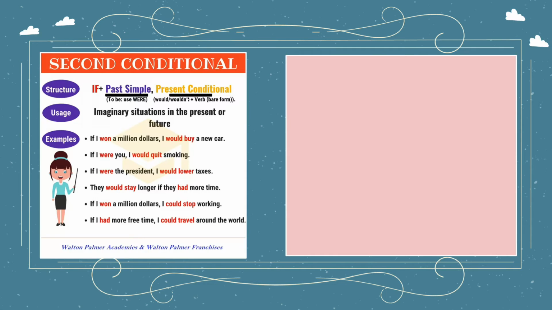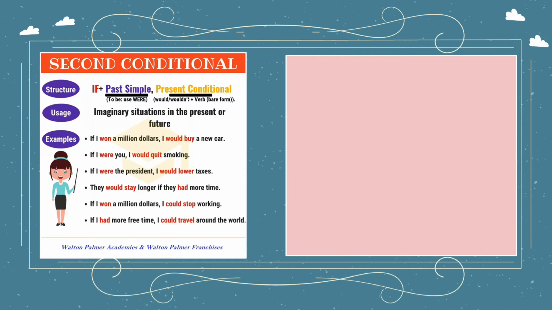First, if I won $1 million, I would buy a new car. The word "won" is past simple and "would buy" is present conditional. Number 2, if I were you, I would quit smoking. The word "were" is past simple and "would quit" is present conditional. Number 3, if I were the president, I would lower taxes. The word "were" is past simple and "would lower" is present conditional.